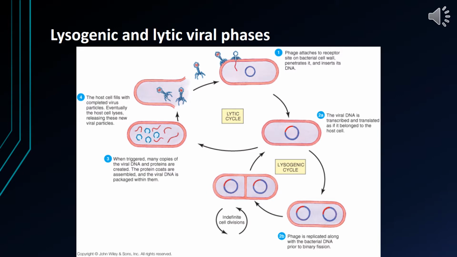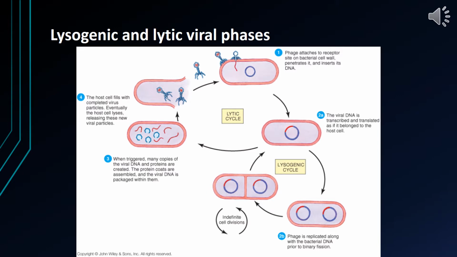So in the lytic cycle, we immediately start making virus particles. Many copies of the viral DNA and proteins are created. The protein coats are assembled and the viral DNA is packaged within them. And then the viral cells burst from the host. This whole process of the host cell bursting is called lysis, and this releases new viral particles.